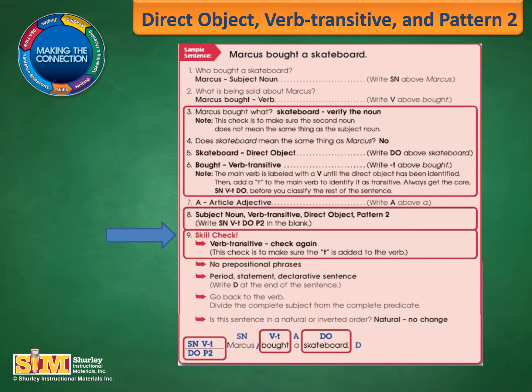A verb-transitive check has been added during the skill check because students tend to forget to add the T to the verb. If they leave the T off, it is wrong. This is the reason the verb-transitive check is important for them to remember. Rest assured that we provide a question and answer flow script for every sentence in your teacher's manual.